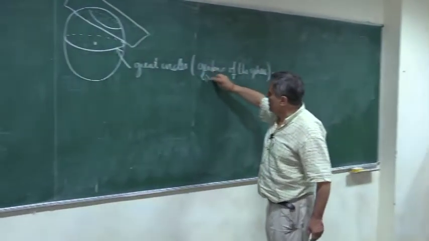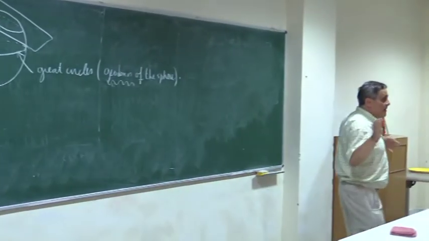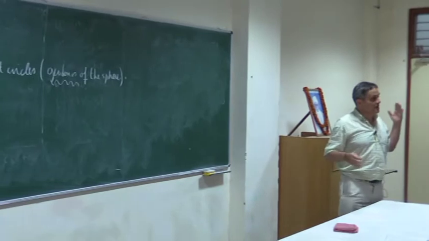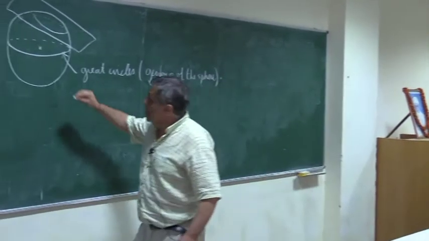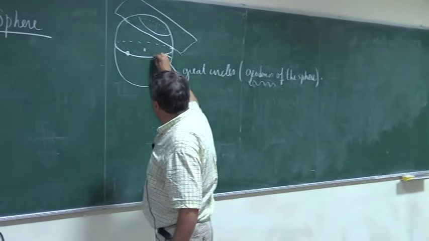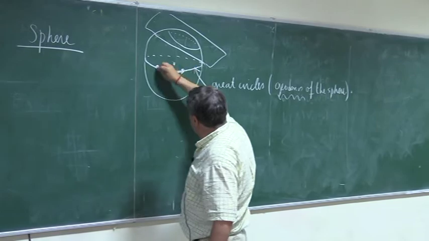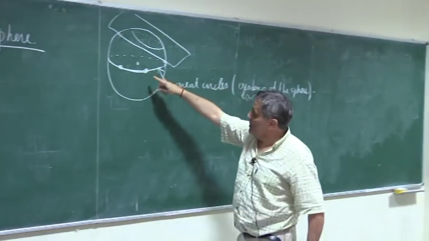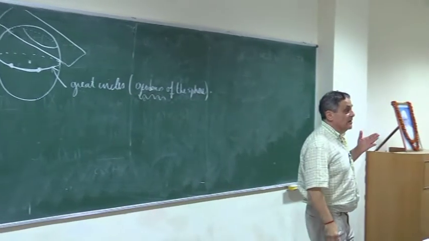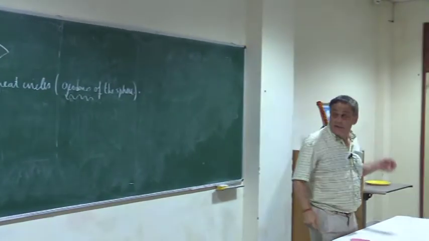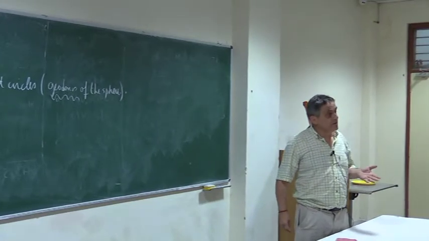And as you already know, in fact, probably not by spherical geometry, you know that the great circles are the shortest lines between 2 points on the sphere. Shortest lines for what? In fact, geodesics, and shortest lines for the spherical metric.